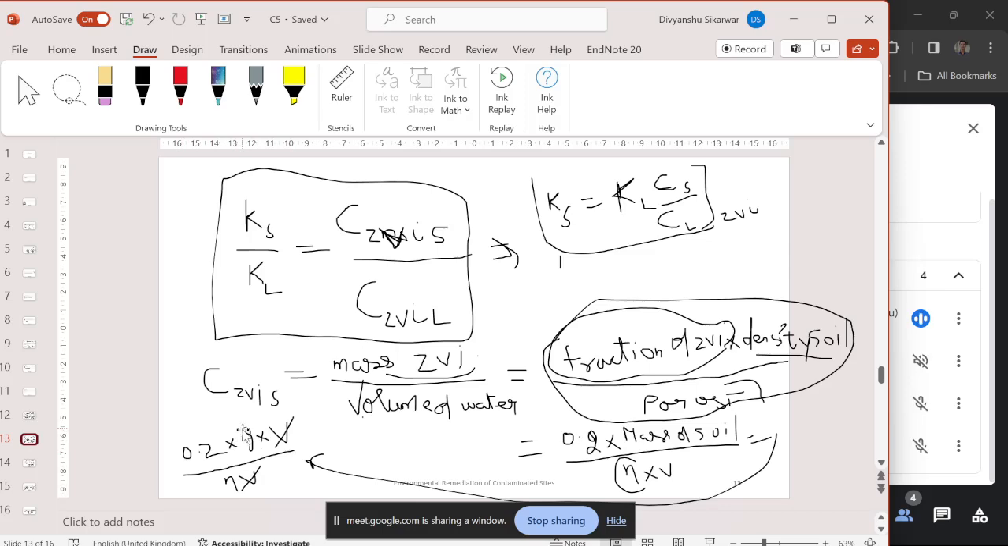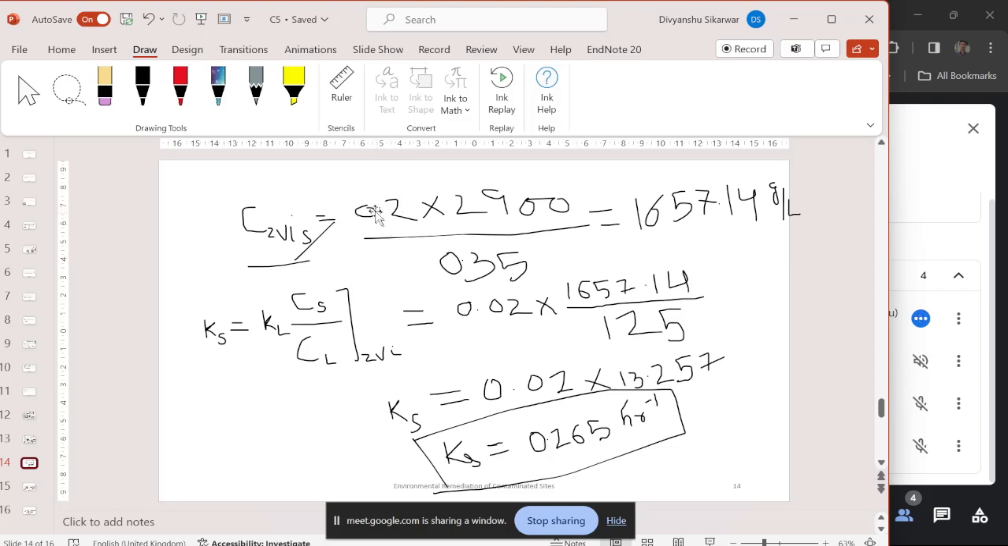The fraction into density divided by porosity. The proportion will be 20%, which is 0.2. Density is given as 2900, and porosity for the mixture is 0.35. So we will get the concentration of NZVI in the real-time condition in soil.